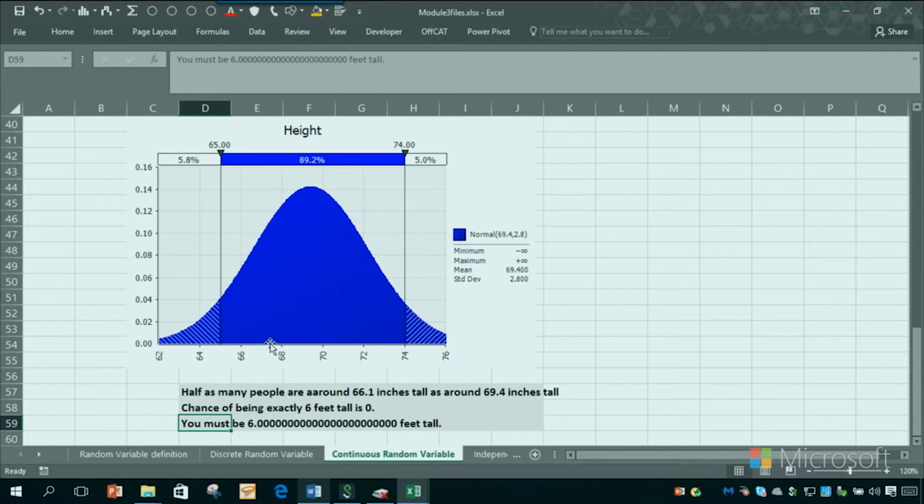See, if you look at being 6 feet tall, the area of a rectangle with a base of 0 is equal to 0. So that's why nobody can be exactly 6 feet tall. So for a continuous random variable, the chance of assuming any particular value is 0. That's not true for a discrete random variable.